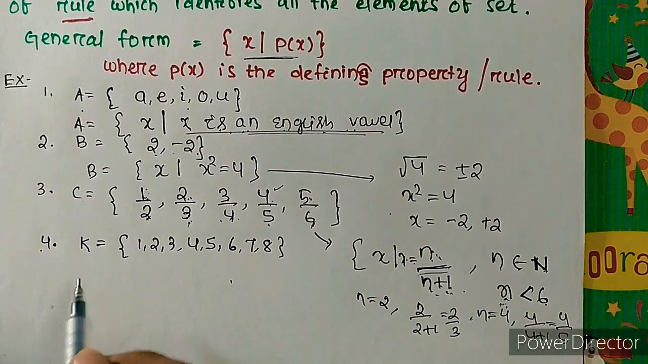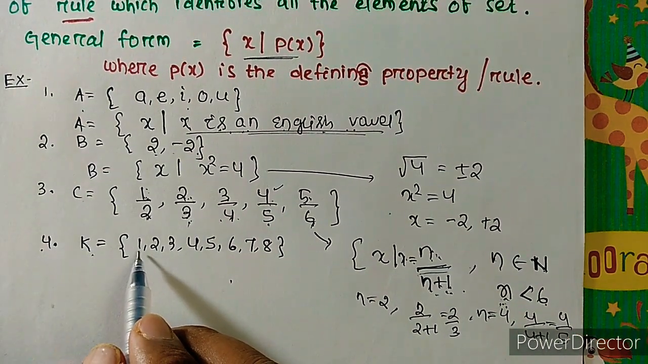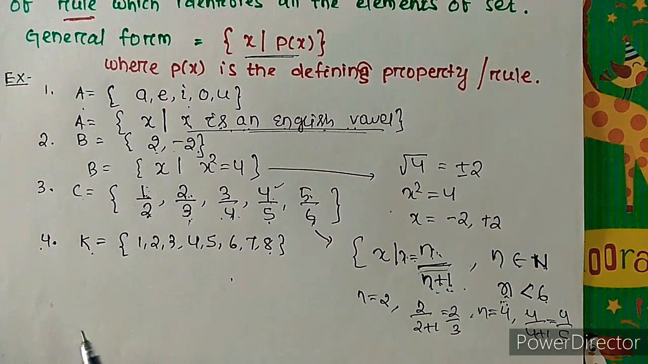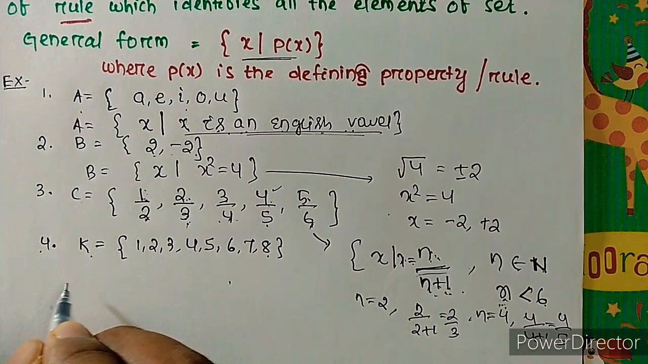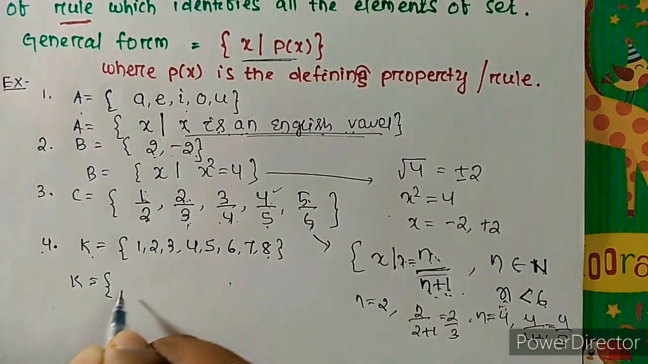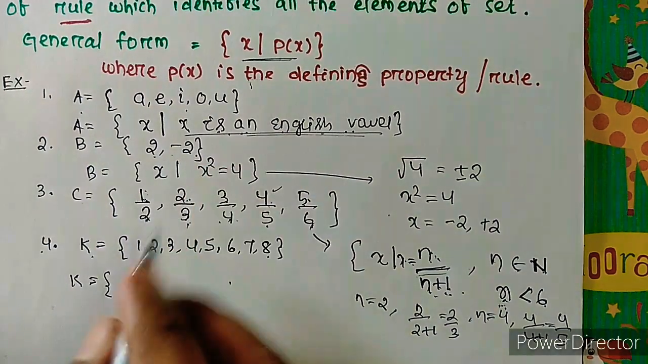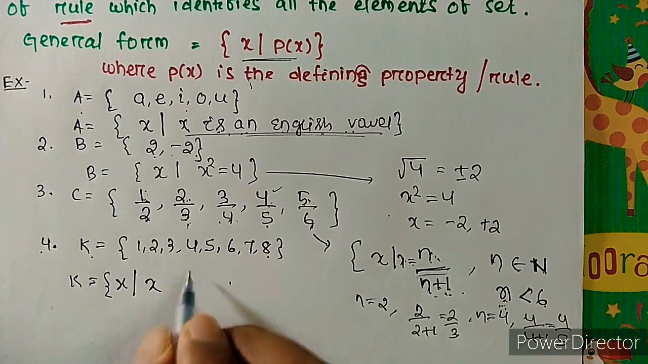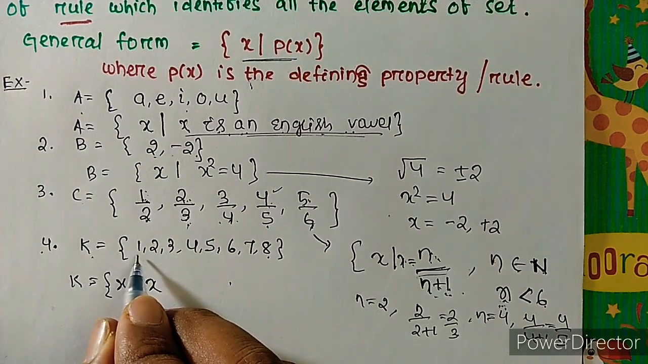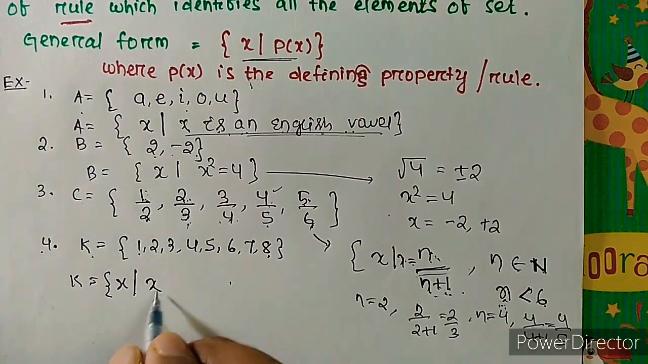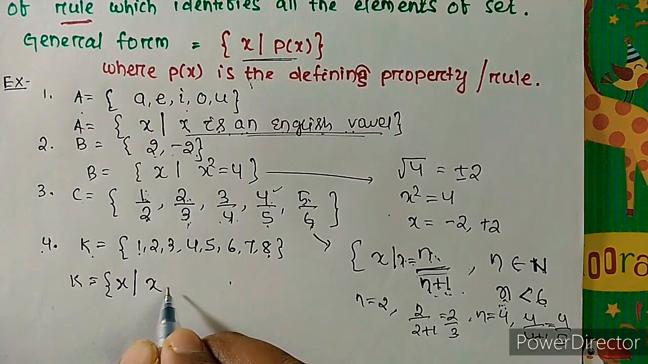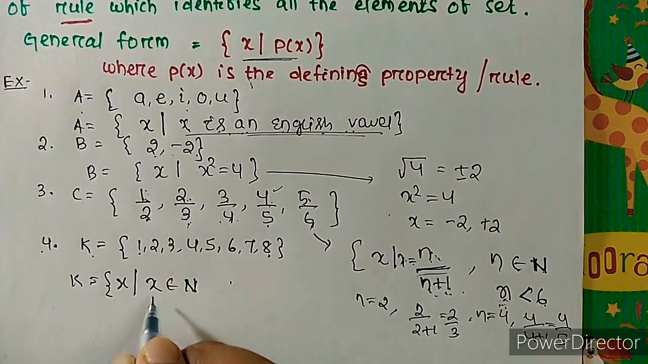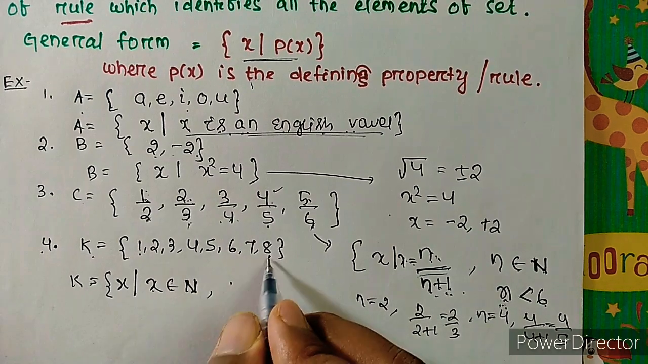And the next one: the set is given as K, and the elements are 1 to 8. So we have to write the rule which satisfies the set. According to the general formula, first we have to write X such that X, what can we say, these numbers are serial numbers starting from 1 to 8. So we can write X such that X belongs to N. Yes, I have already told this N is the natural numbers. So X belongs to N, and up to which n is taken?